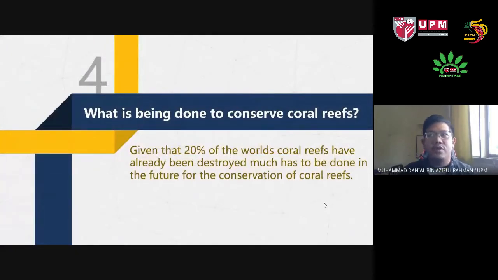Okay, what is being done to conserve our coral reef? Given that 20% of the world's coral reef has already been destroyed, much has to be done in the future to protect and conserve our coral reef. Next.